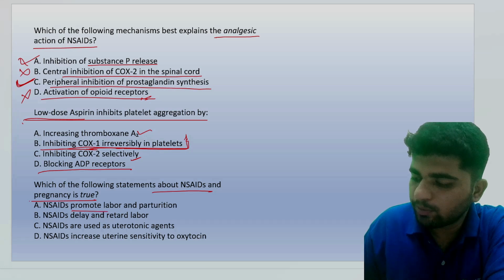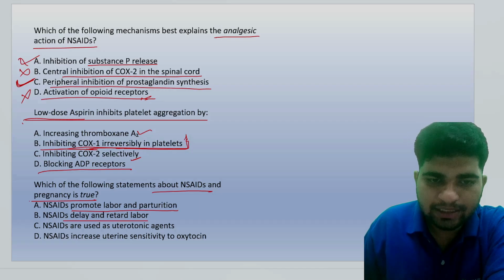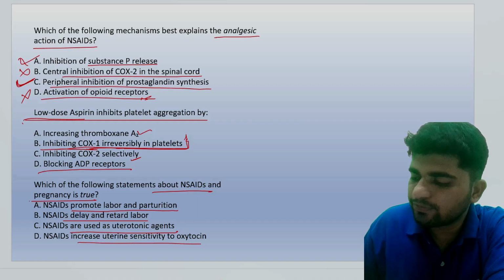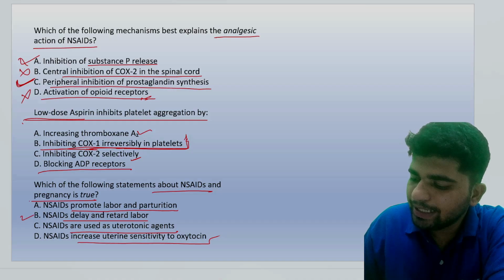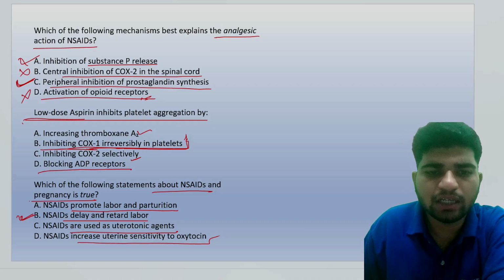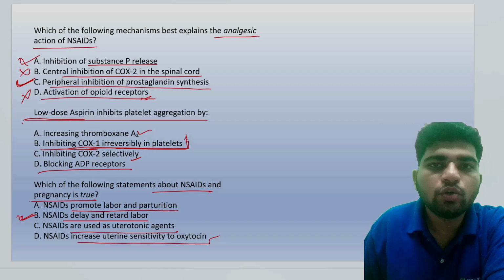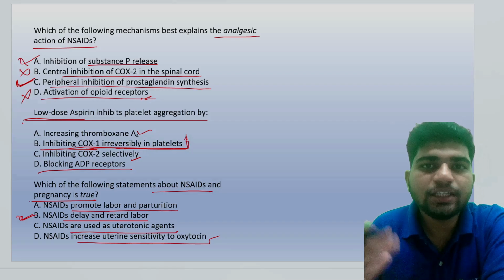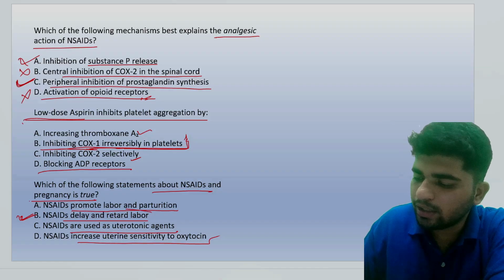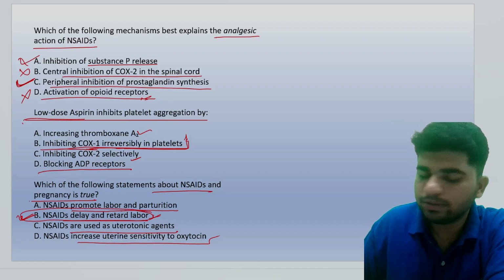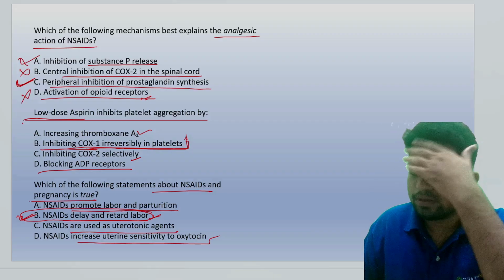NSAIDs promote labor and parturition. NSAIDs delay and retard labor. NSAIDs are used as uterotonic agents. No. NSAIDs increase uterine sensitivity to oxytocin. What is it? It generally delays and retards labor, because prostaglandins increase the uterine contractions. But since NSAIDs inhibit PG synthesis, NSAIDs delay and retard the labor. All right. Yes. So next one.